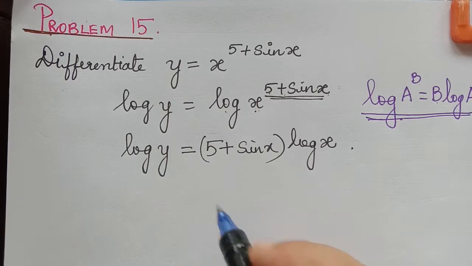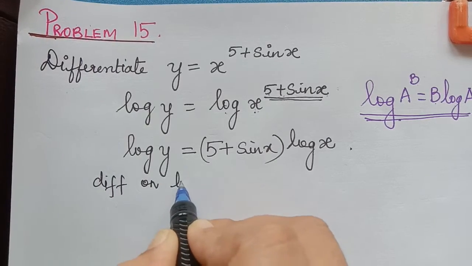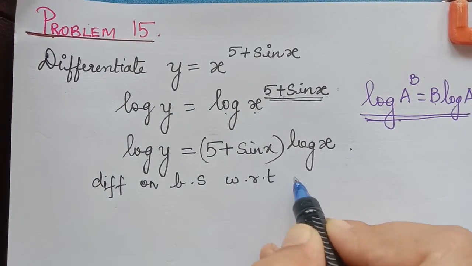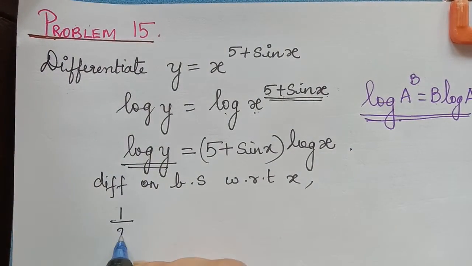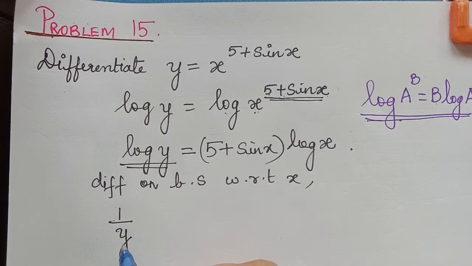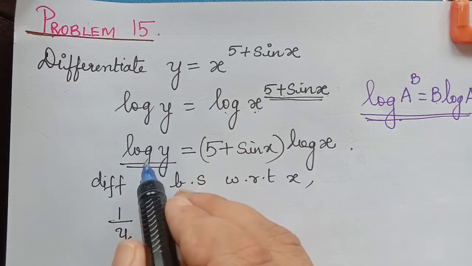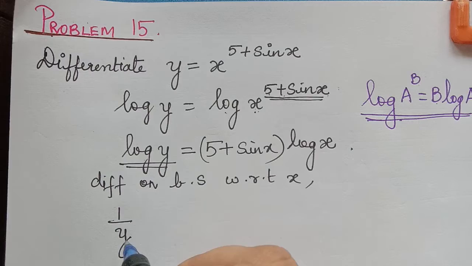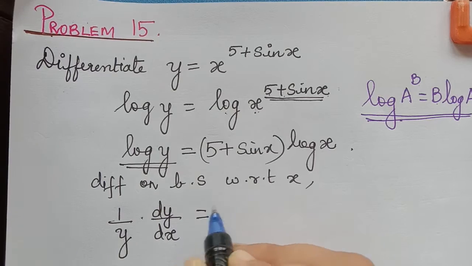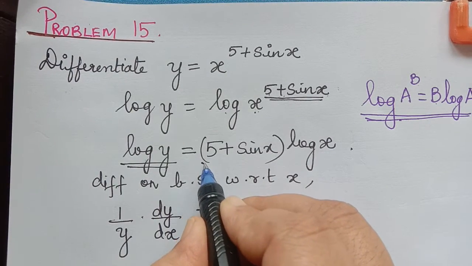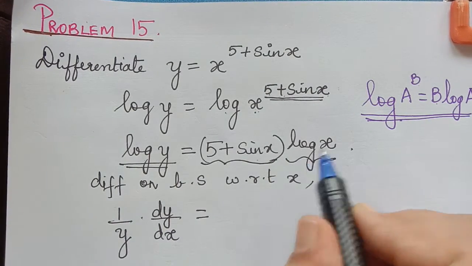Now we have to differentiate on both the sides with respect to x. So differentiating on both the sides with respect to x, what we get is the differentiation of logarithm of y is 1 by y. Now further, y has to be differentiated with respect to x by using the chain rule method. So first we differentiated log y, for which we got 1 by y, and now we have to differentiate y. So dy by dx is equal to, on the right we have to use the uv method because here we have 5 plus sin x and here we have log x. So we have to use the uv method.